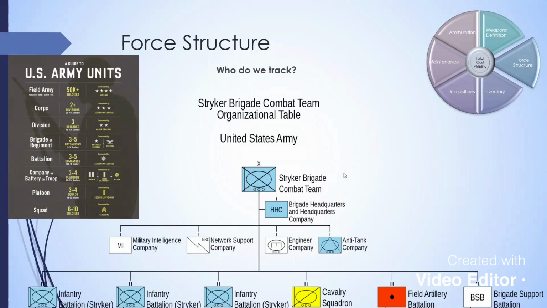If you look on the left, brigades have 3 to 5 battalions, battalions have 3 to 5 companies, and you can go downwards. This is one example of how a Stryker brigade can be set up. So we have a couple of companies: an intelligence company, support companies, engineering companies, and infantry battalions on the bottom. So this is nothing new.